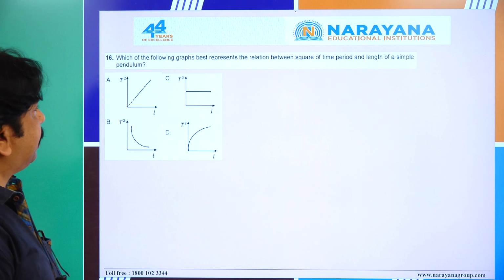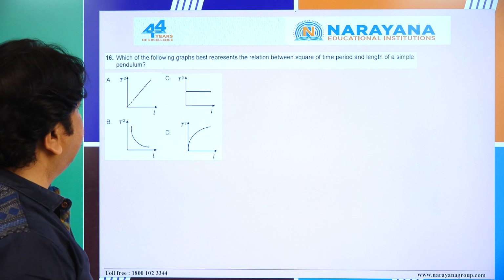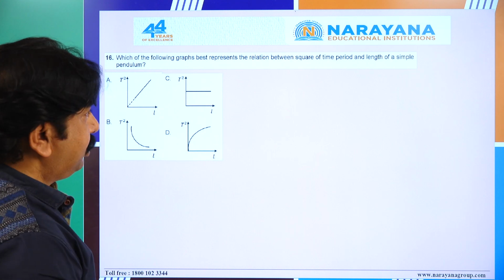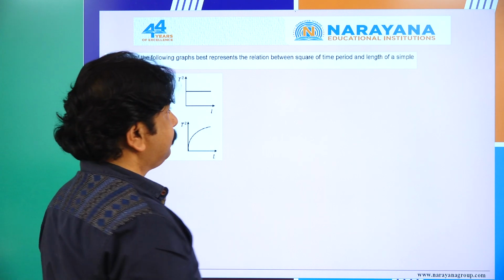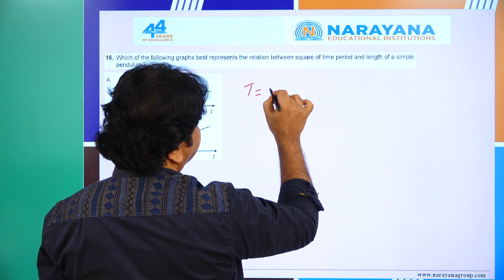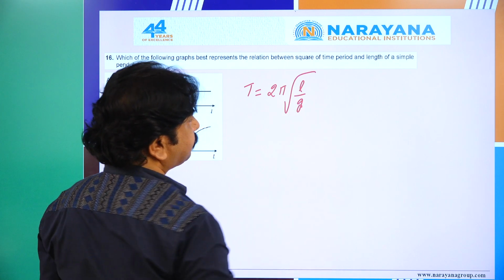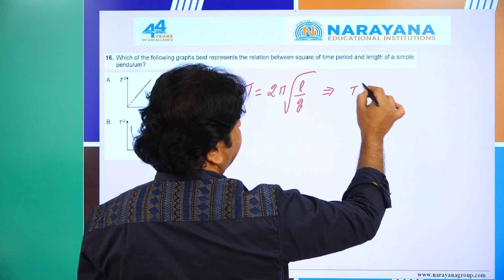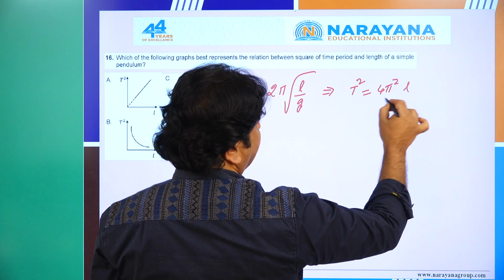Here, which of the following graphs best represents the relation between the square of the time period and length of the simple pendulum? Always, to identify the graph, first of all we require the relation between the quantities. Already you know the time period of the simple pendulum, T is equal to 2 pi under root of L by g only. Squaring on both sides, T square is equal to 4 pi square L by g only.